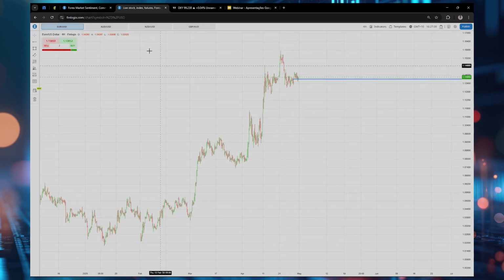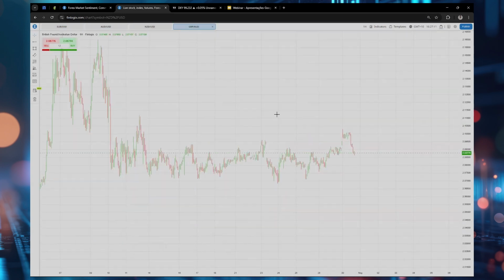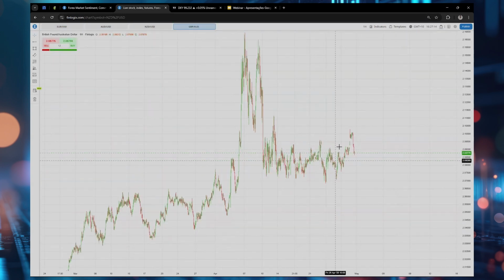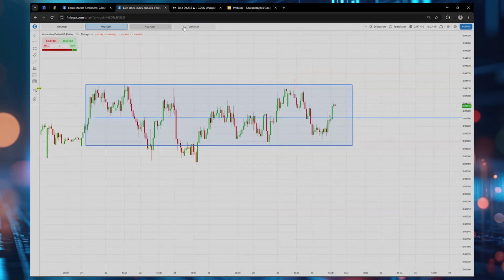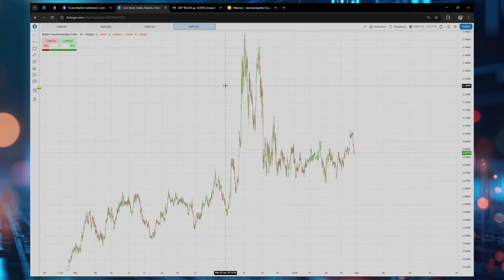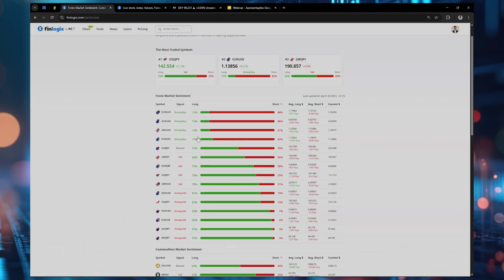Euro dollar, not too sure. New Zealand dollar, not too sure. And GBP AUD, we're going to be looking to short, right? So long Aussie dollar, short GBP AUD at the moment. Everything can change, but let's have a look.